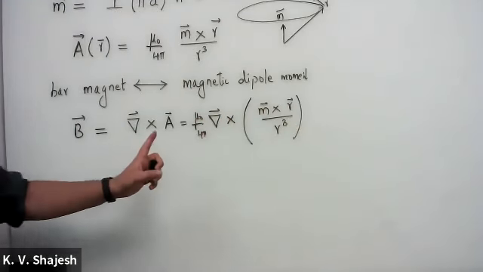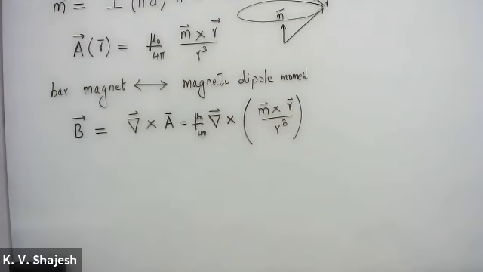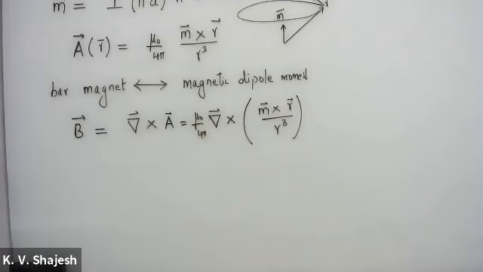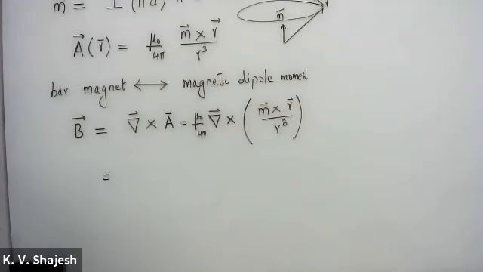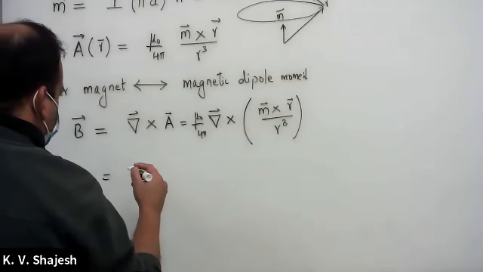I can use the triple, what do you call the back cab rule to do this, but I have to be careful that this is a gradient operator. The gradient operator also distributes, the back cab also has this distribution property. But M is a constant, it doesn't change with position. So that is a simplicity in here.